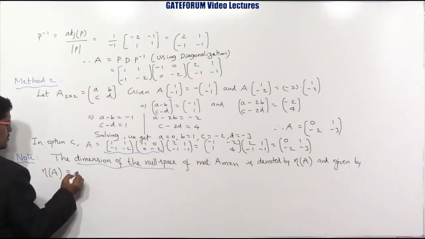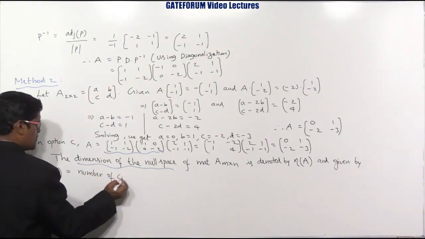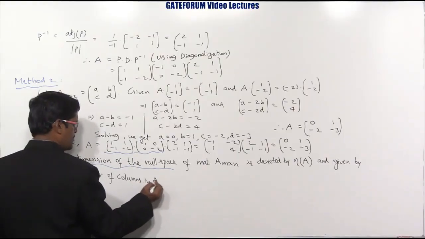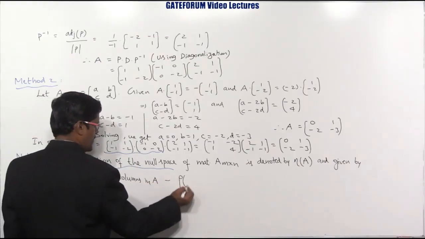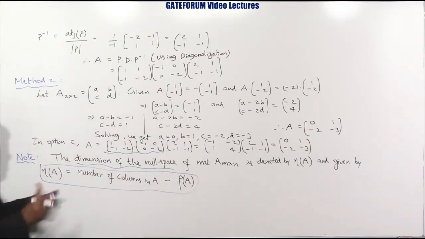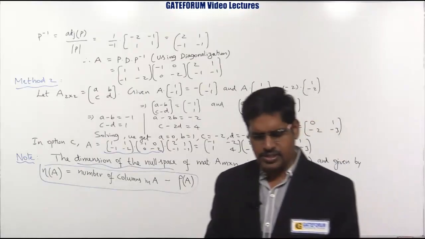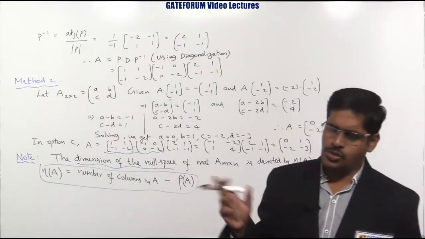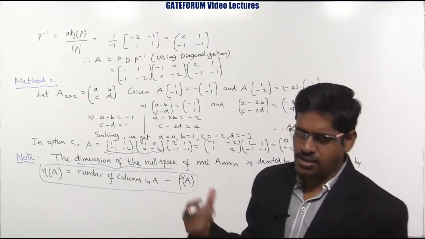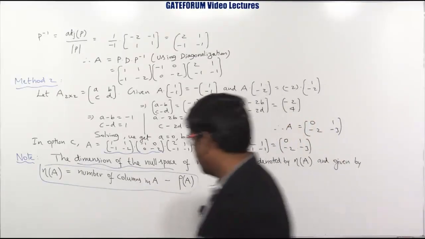Eta of A is equal to the number of columns in A minus rank of A. You know how to find the rank of the matrix and how to identify the number of columns. The difference is called the dimension of the null space of a matrix A, which science students also call the nullity of a matrix A, a word used in vector spaces. Okay.